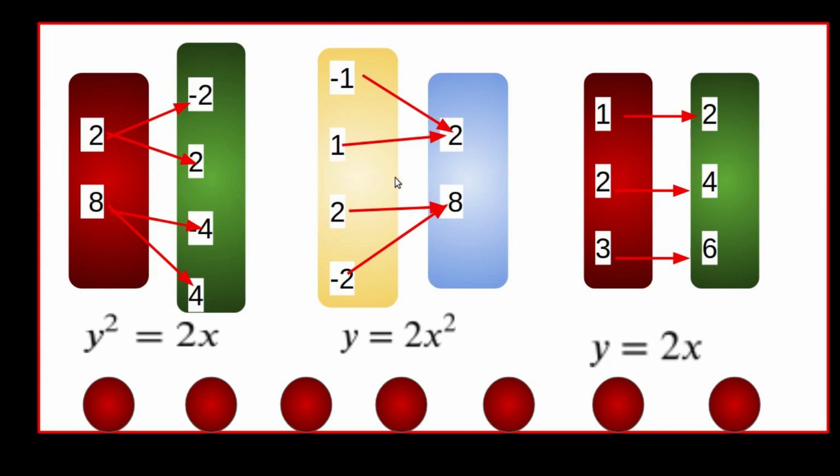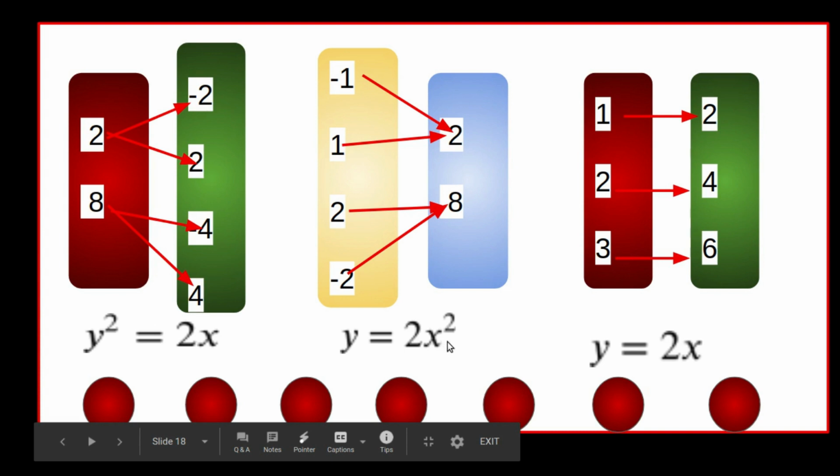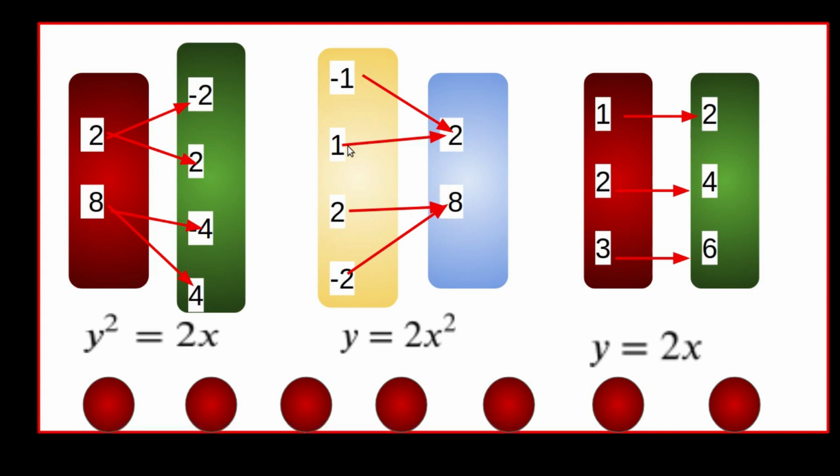Now consider second one. When x equal to minus 1, minus 1 square is 1, 2 into 1 is 2. When x is 1, 1 square is 1, 2 into 1 is 2. So 1 to 2. When x is 2, 2 square is 4, 2 into 4 is 8, 2 to 8. When x is minus 2, square is 4, 2 into 4 is 8, minus 2 to 8. Minus 1 not equal to 1, but f of minus 1 is 2, which is equal to f of 1. Distinct elements, but images are same. So this function is not 1-1.